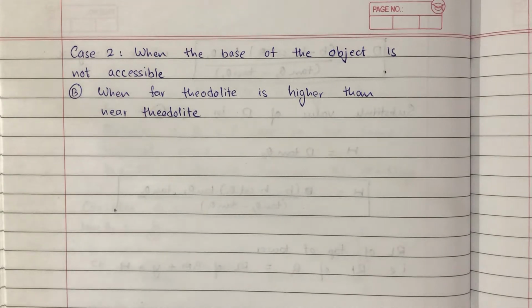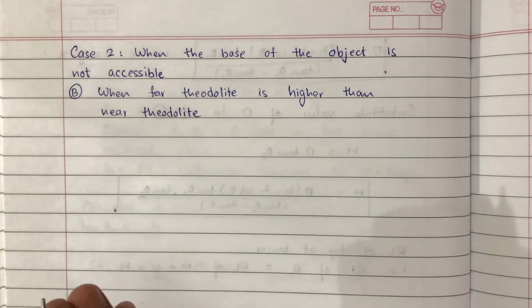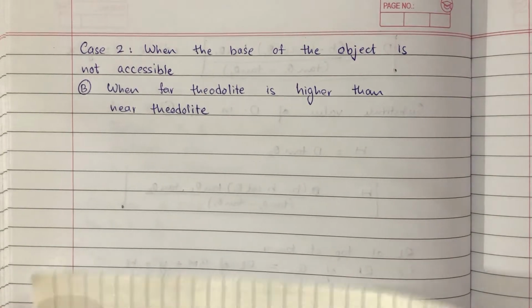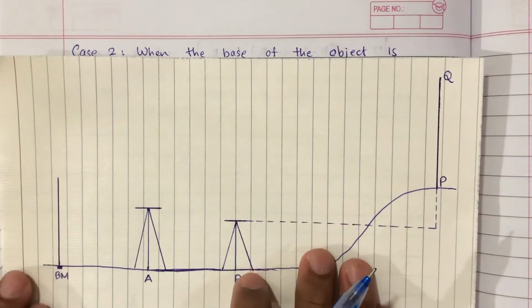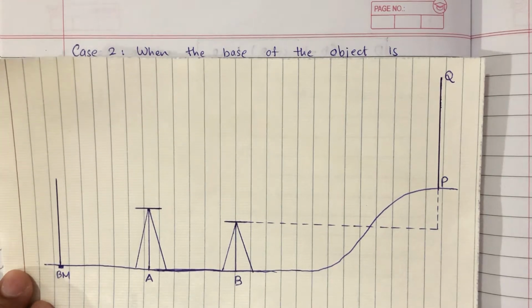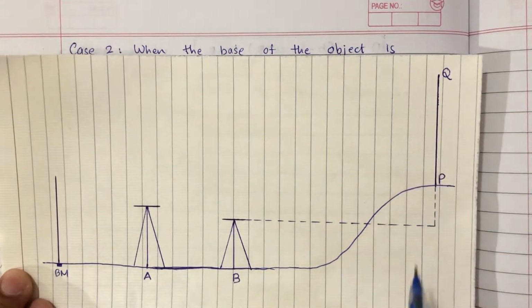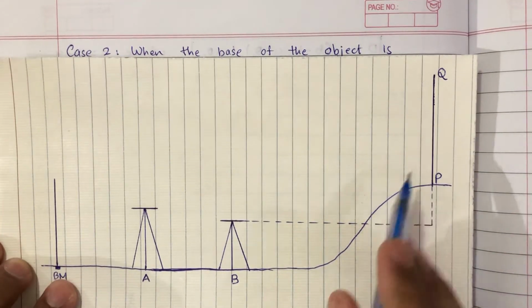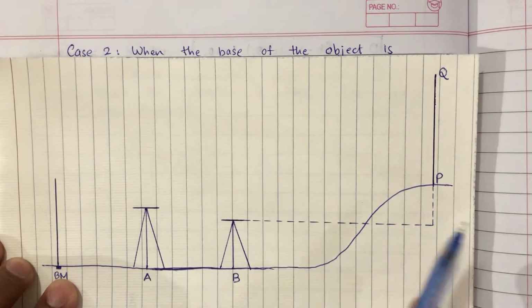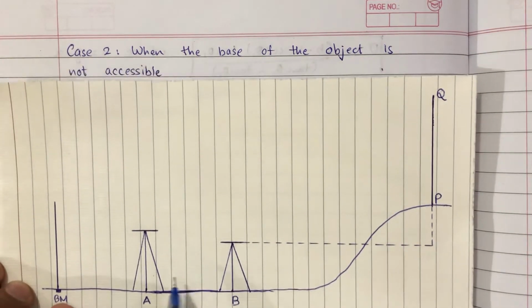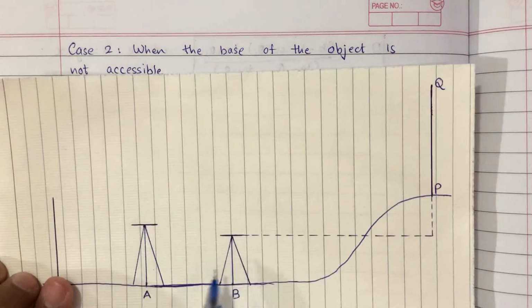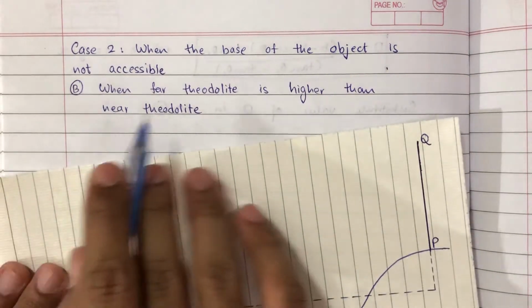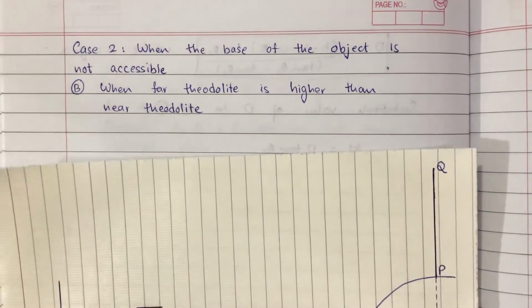It could happen that when the theodolites change their positions, its height may increase or decrease. Depending on that, two cases arise. So based on that, let us consider this figure. Here, this is the tower PQ. With respect to the distance of this tower PQ, this theodolite is near and this theodolite is far. So in this case, the far theodolite is higher than the near theodolite.